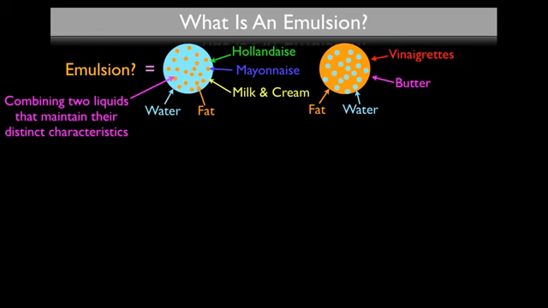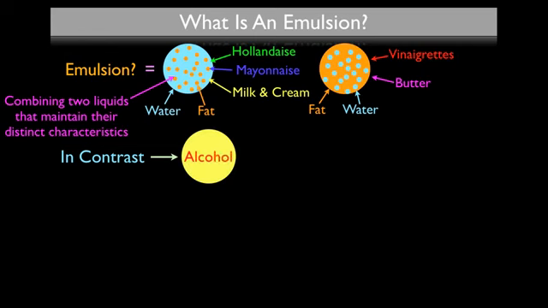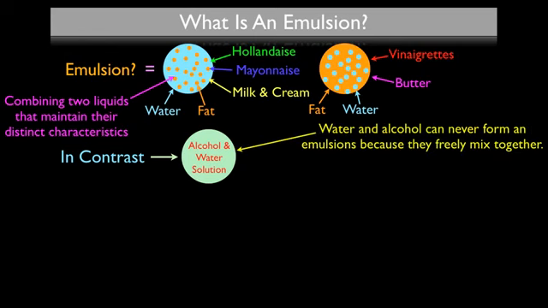Now, the fact that fat and water maintain their distinct characteristics even after being combined is in contrast to something like alcohol. We know that alcohol and water like each other, and they can freely mix with one another. So if you take the water and pour it into the alcohol, you will get an alcohol and water solution. Because alcohol and water freely mix, they can never form an emulsification. It isn't possible. And this is a good thing. This is what makes things like cocktails, wine, and beer possible.